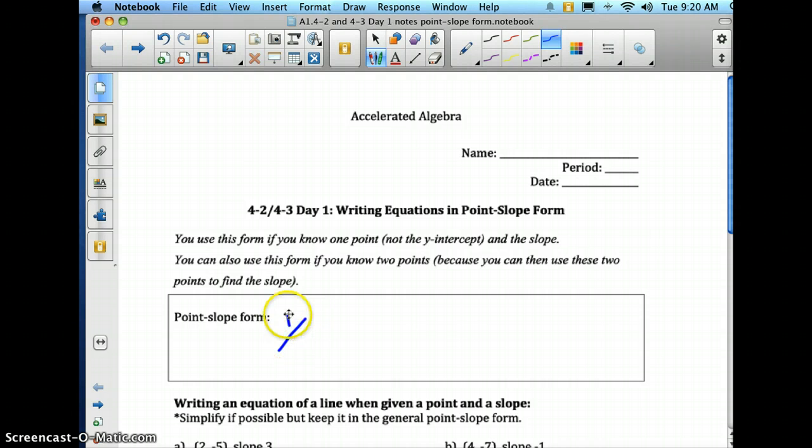y minus y1 equals m times the quantity of x minus x1. Okay, that's point slope form. We've got our other two forms written over there on the board. Here's point slope form. A-Rod, back to you. What two pieces of information are you given so that you can use this form?